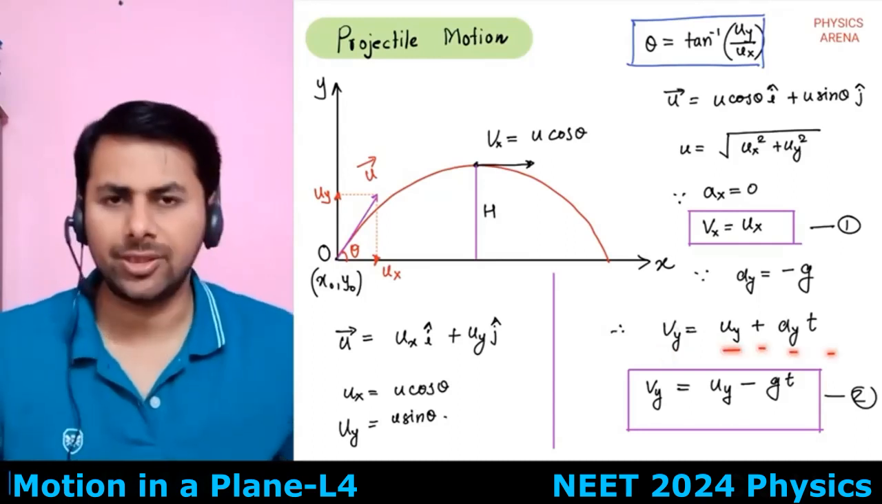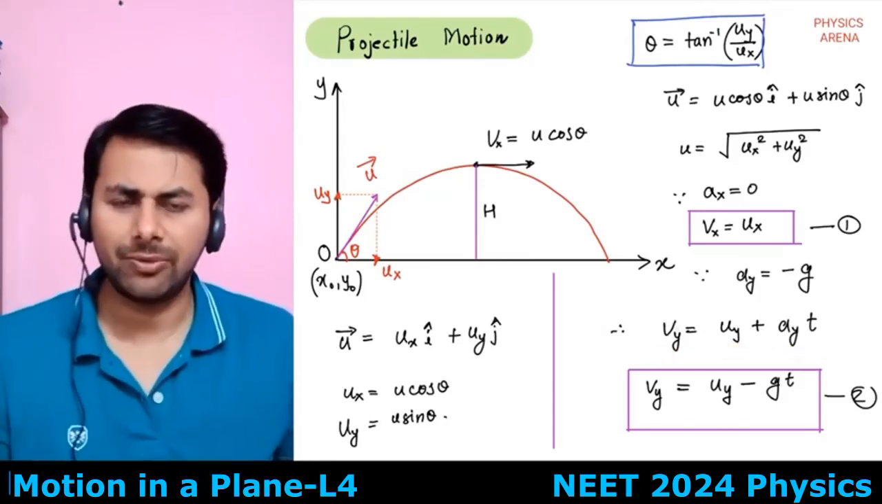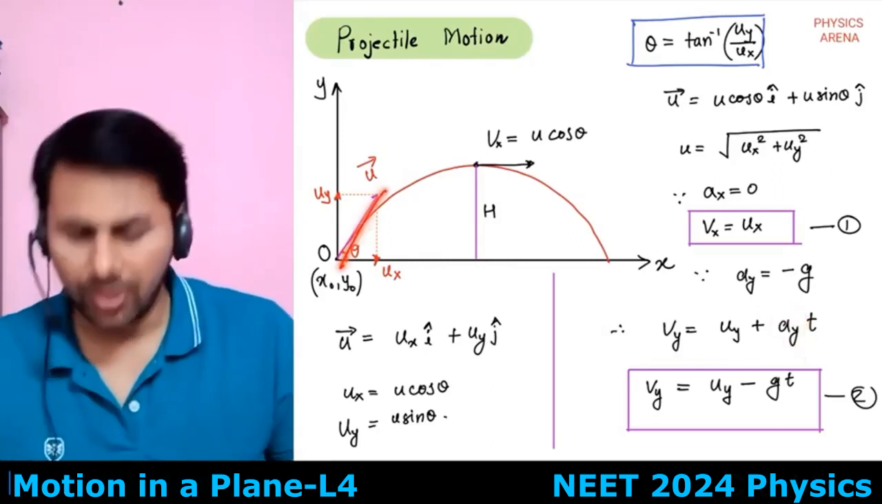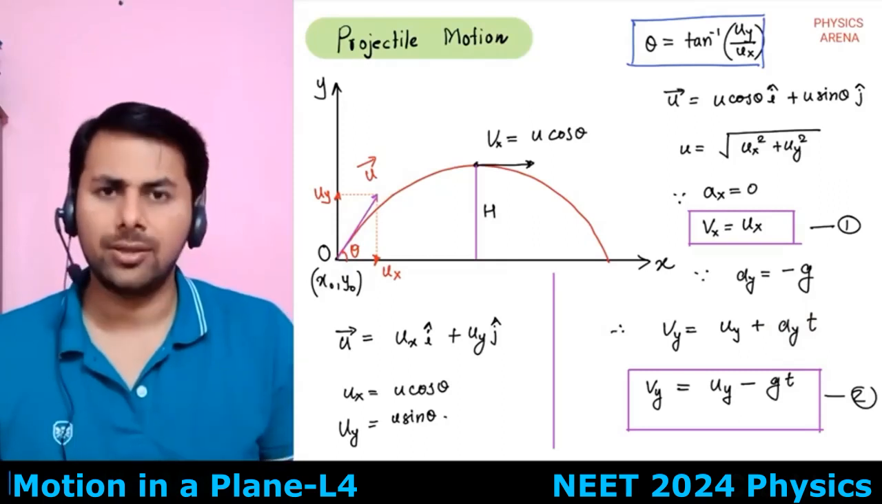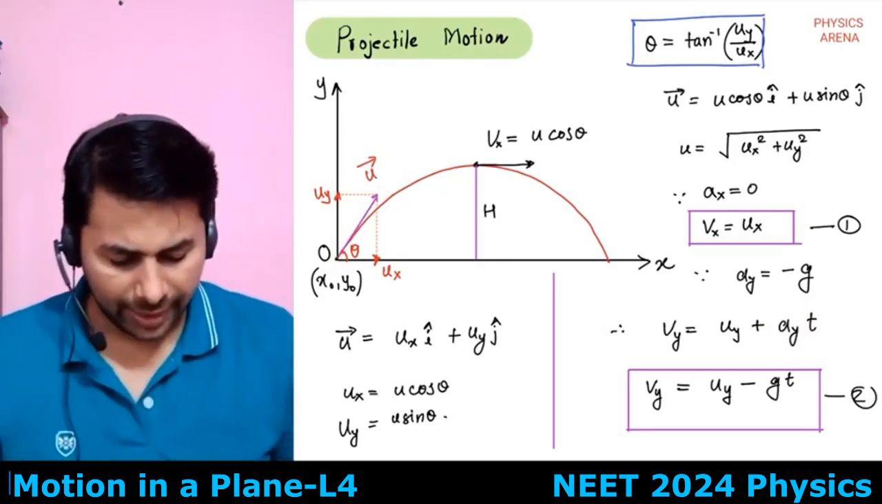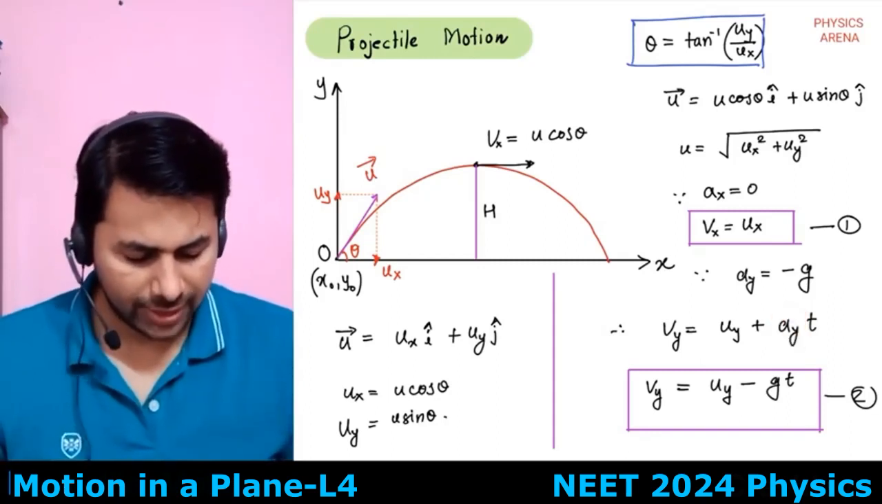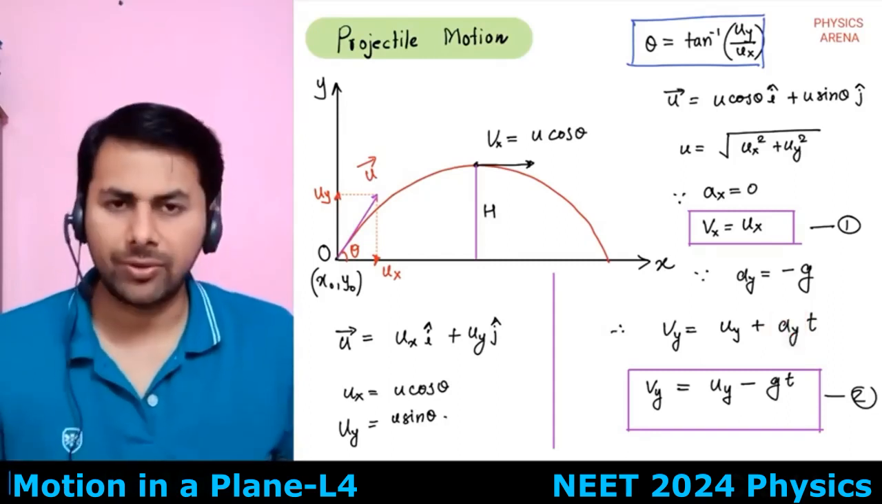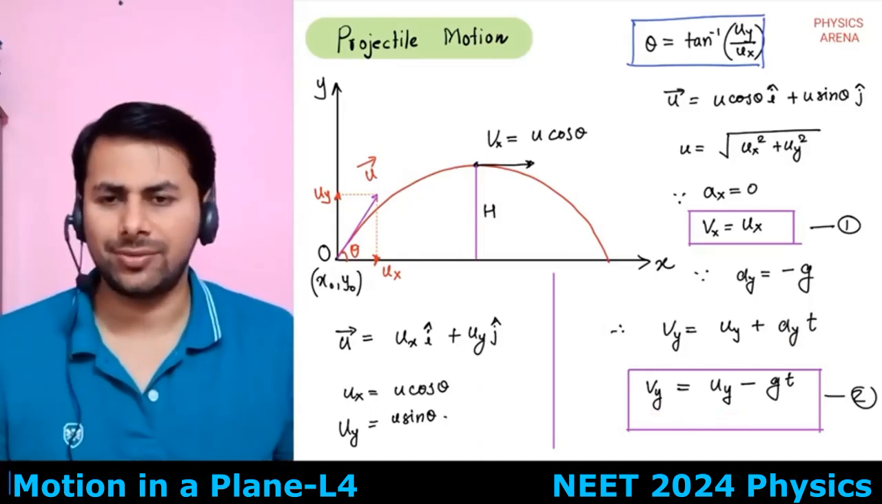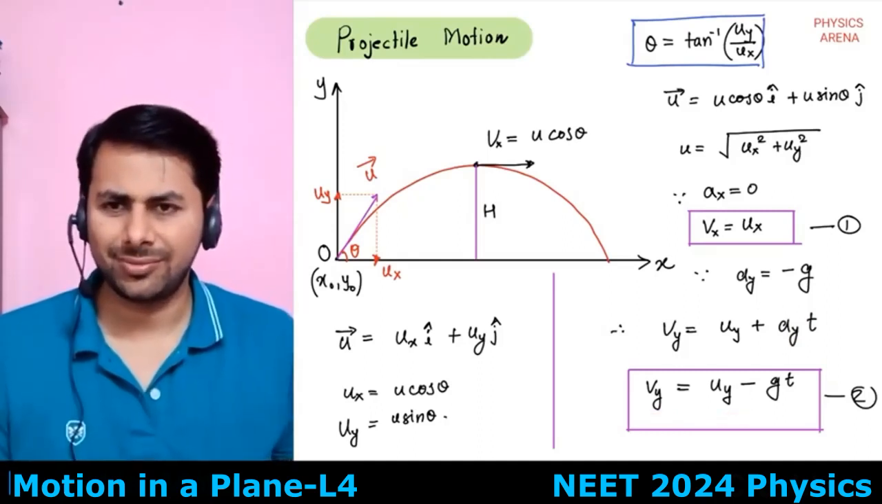Uy plus Ay times t, right? V equals u plus at. And how much is Ay? You are throwing the object upwards. The vertical component of velocity is upwards and acceleration is downwards. So that's why Ay is equal to minus g. So Vy equals Uy minus gt. This is clear?